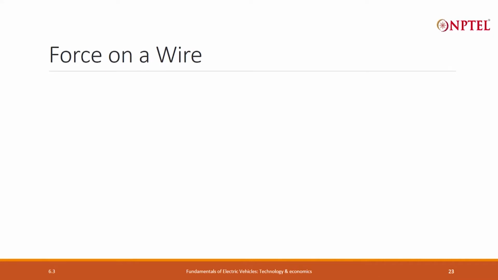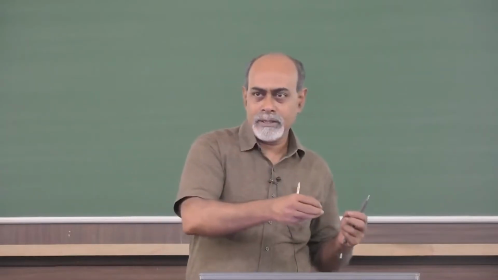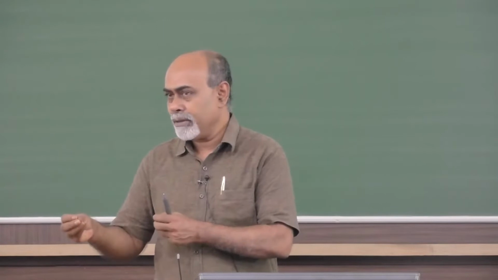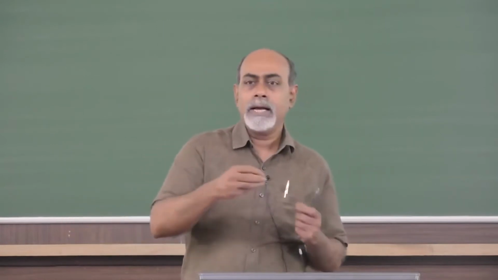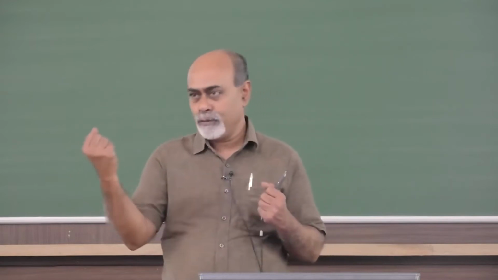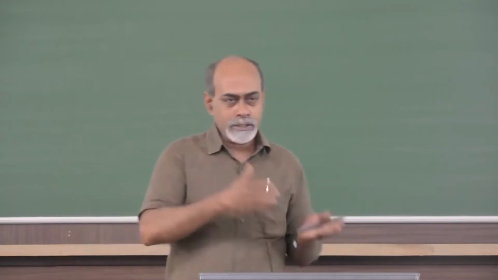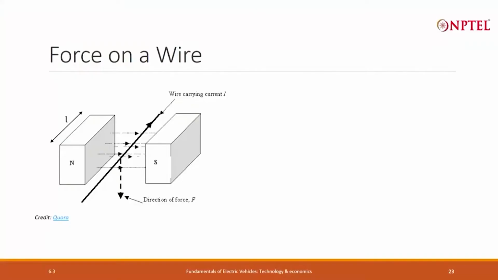The first thing we will look at is what causes a wire to experience force, because it is the first simple illustration of how electrical gets converted into something mechanical. I am passing current through a wire, as a result of which it experiences a force. So, electrical to mechanical conversion, the simplest example is force on a wire.